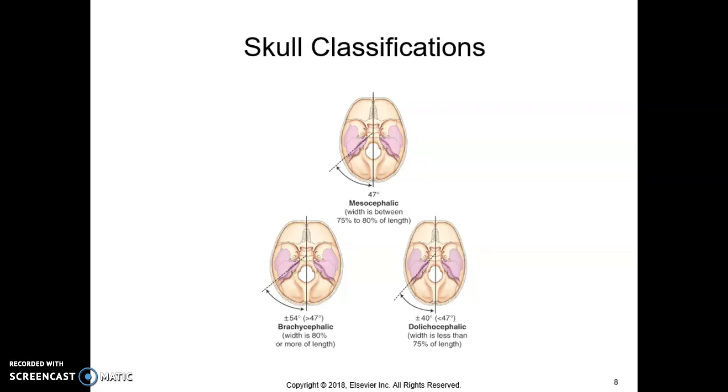And then the other one, the dolichocephalic, is where you have a very narrow. So its width is less than 75% of the length. So, someone who has a slightly more narrow build to their skull.